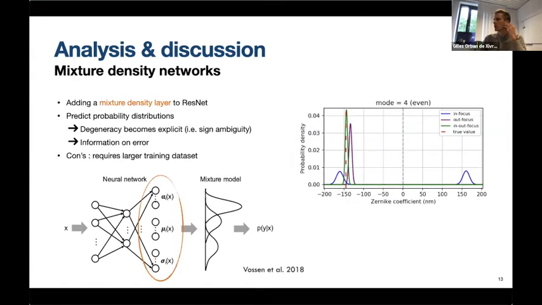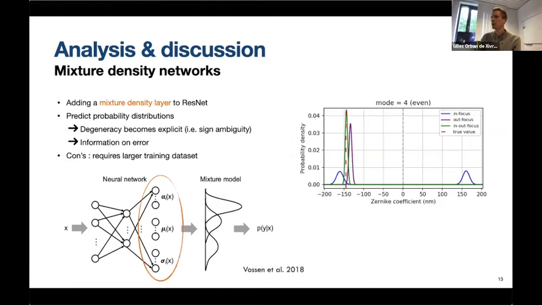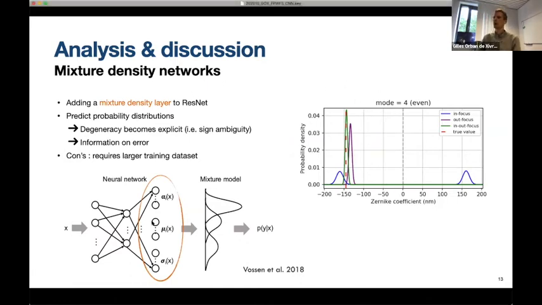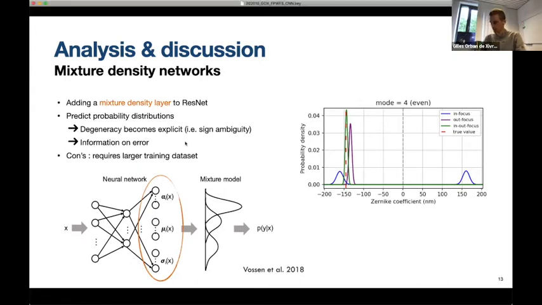One experiment I wanted to quickly show is that we tried to add a layer to our ResNet, a mixture density layer, to not predict coefficients but to predict a probability distribution. We did this in an experiment to have the sign ambiguity become explicit in the outcome of the CNN, and as well to have directly information on the error we're making.